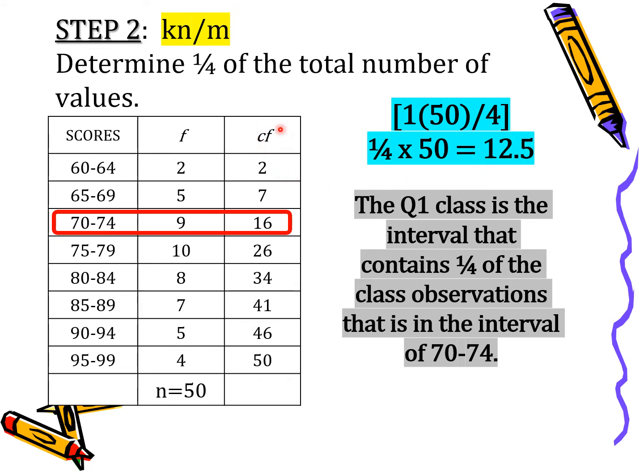This is our locator. Where is 12.5? Looking at the CF, 12.5 falls in 16. If you count from 2, 7, 16, 12.5 will fall within 16. That's why we have to highlight the row where we can see 70 to 74, which is considered the quartile 1 class. Step number 2 is very important because all the next steps depend on this. Once the solution of step 2 is wrong, the rest will be wrong also.